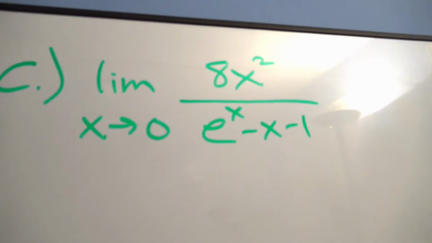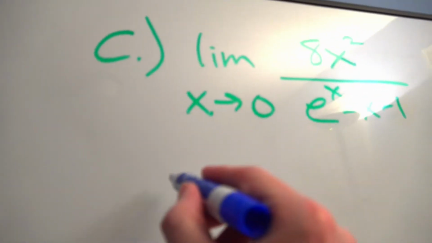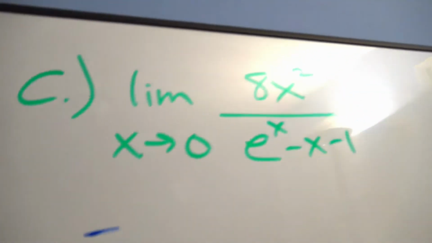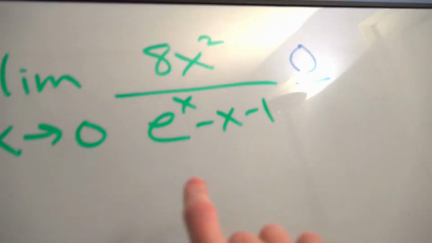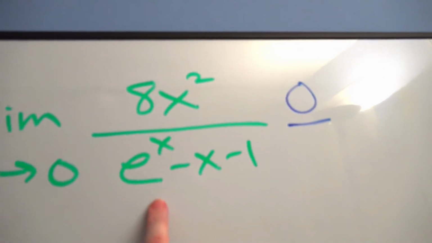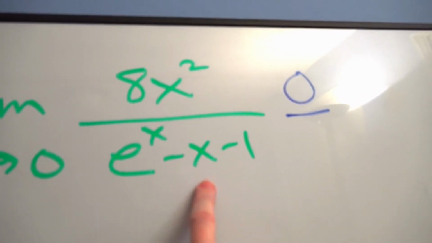Can't do much with it, okay? The more advanced limits are in this chapter. So you could plug in 0 first. You would get 0 on top, clearly, okay? On the bottom, you would get e to the 0 is 1 minus 0 minus 1.